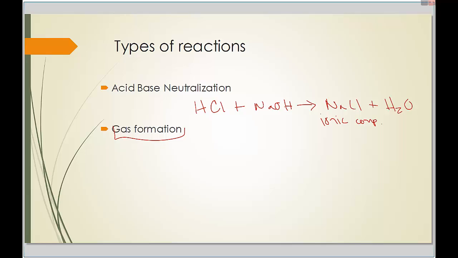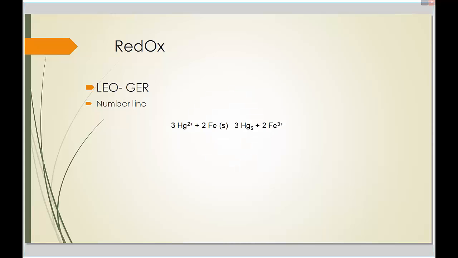Alright, so let's talk about redox for a little bit. Don't forget LEO-GER. Lose electrons oxidized, gain electrons reduced. So if it loses electrons, that means it's oxidized. If it gains electrons, that means it's reduced. I am a very visual person, and so I like to look at a number line. So we can take these two and pair them up. There's supposed to be an arrow between them.